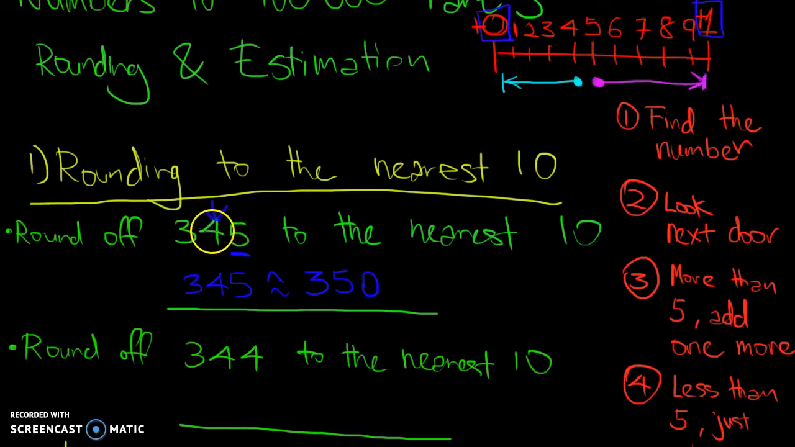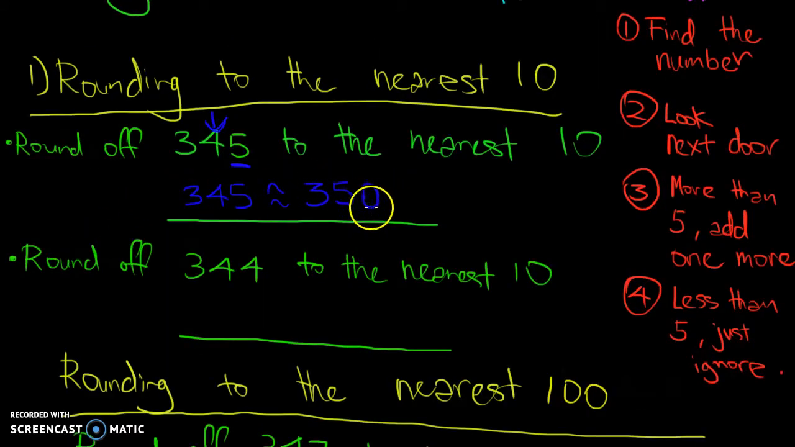So this becomes 5 and any number at the back becomes 0. But although it becomes 0, you must make sure that the value still remains the same. What do I mean? This is in the tens place, okay?